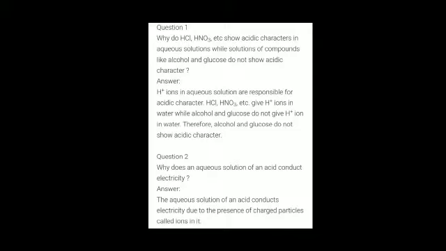The answer is because HCl and HNO3 are acidic in nature, so all the acids produce positively or negatively charged ions in the presence of water. So HCl gives rise to H+ and Cl- ions in the solution, and HNO3 gives rise to H+ and NO3- ions in the solution.